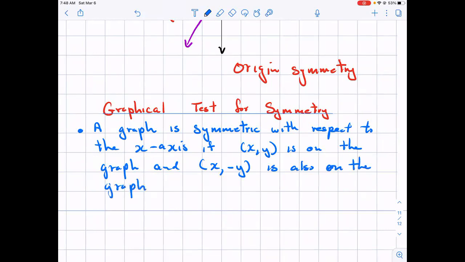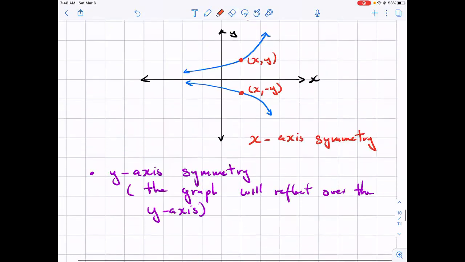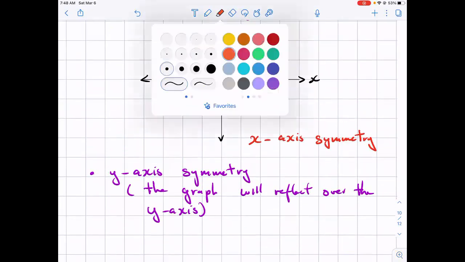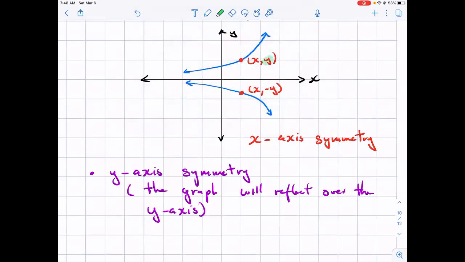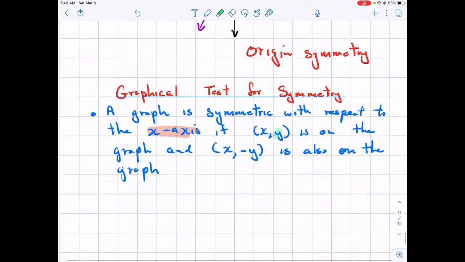Okay? And we've seen that before, right? For x-axis symmetry, in this picture, we saw that the y value is the one that changed. The y value changed, right? And that's what we're saying here. Y becomes minus y. Okay?